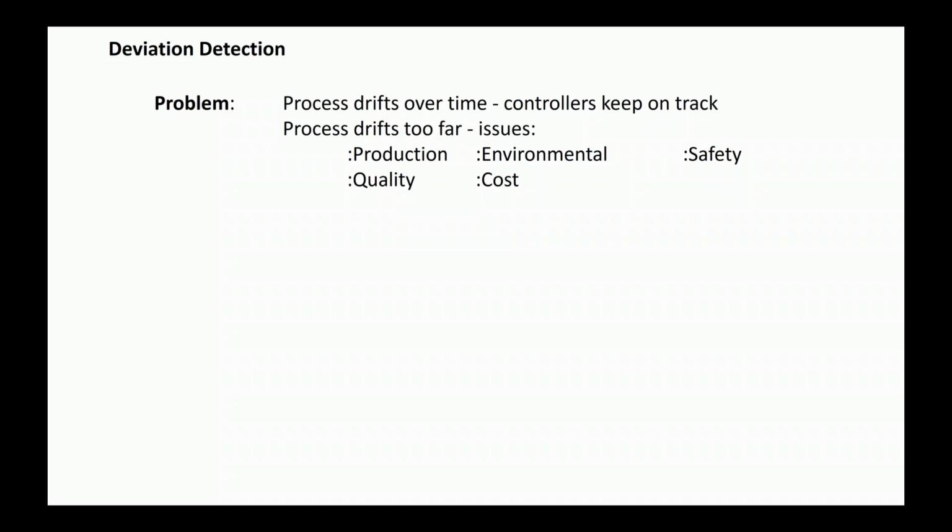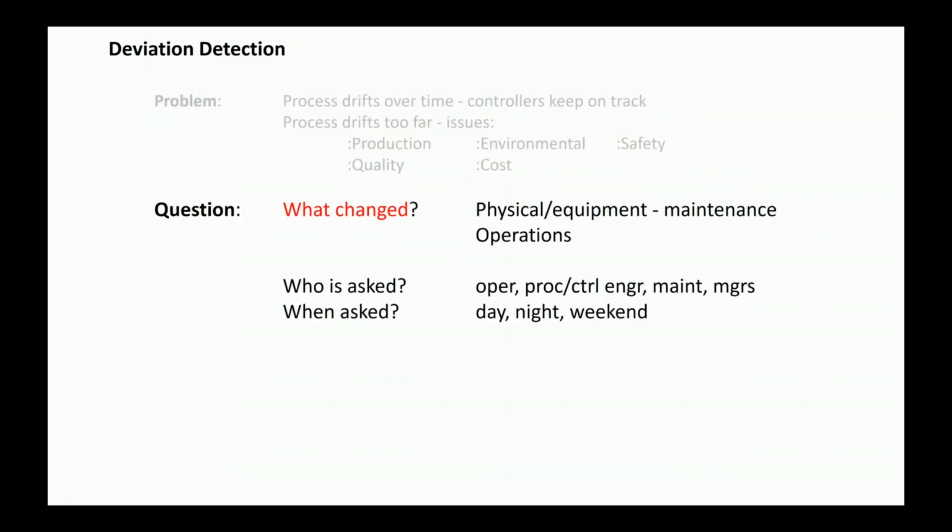One of the problems we have with industry, any processes, is that they tend to drift over time, and we have controllers out there that try to keep them on track, but eventually the process drifts too far. We have issues, generally one of five: production, quality, environmental, cost, or safety. One of those will bite us, and then the question comes from management: what changed? Of course, they'd like to have the answer to what we need to go do to fix it, but the fundamental part is, what changed to put us in this situation?